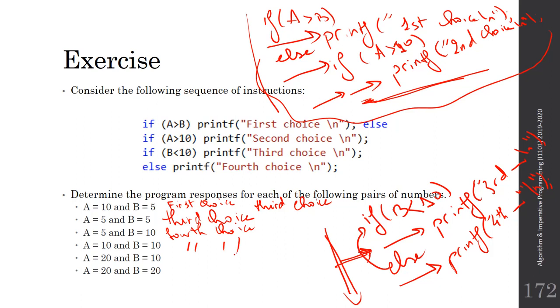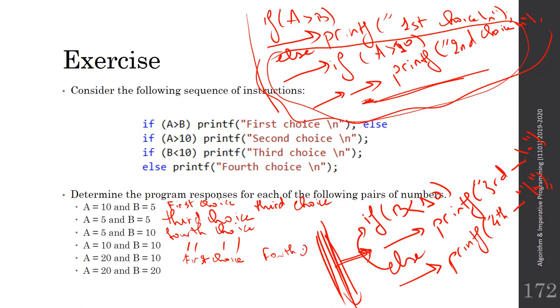Now, A equal to 20 and B equal to 10. Is A greater than B? Yes. So I will not execute the else part. I will not do anything in the else part. So I will print first choice. I have finished the first instruction. I will move into the second one, which is here. B is less than 10? No. So I will use the else. So I will print the block number 2, which is here, fourth choice.